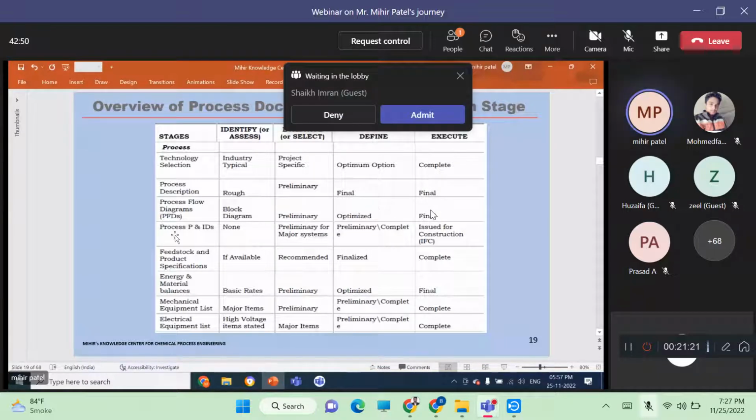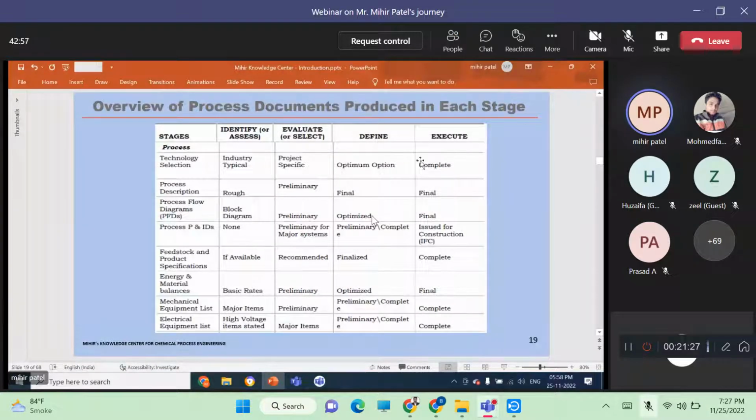So here you see pretty much process P&IDs are almost completed. And then execute is of course your detail engineering. So here you actually issue P&IDs issued for construction, the IFC stage, what is called. So there should be no holes here. All vendor information is part of this. So these are the different levels, process documents.